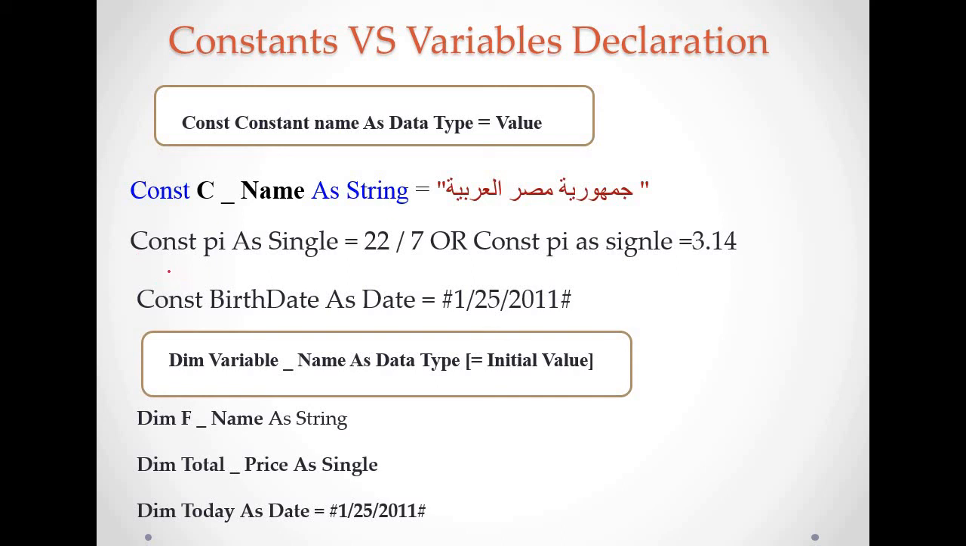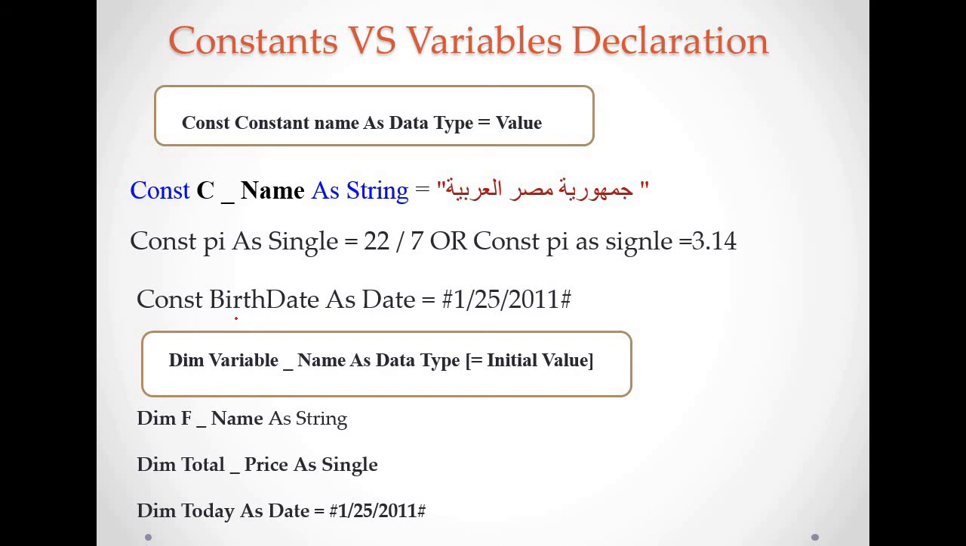Another example is to write the area of the pie. It is constant because it has a fixed value. So the constant here, to declare, the comment about the constant, after the word As, this is the data type, which is Single. After the equal sign, I have here the fixed value that the user has to enter.